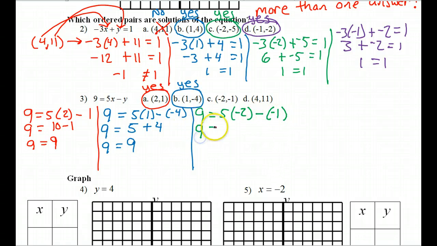So this will be 9 equals 5 times negative 2, which is negative 10. Minus a negative is addition, so this will be like negative 10 plus 1. Negative 10 plus 1 is negative 9. So those are not equal. 9 and negative 9, so that is a no.